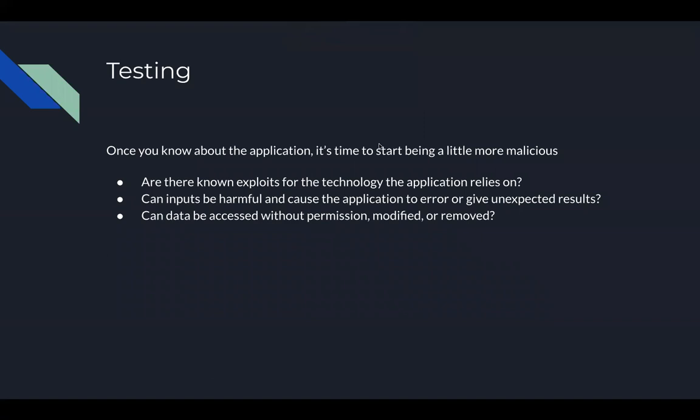All right, so once we know about the application, you kind of have your bearings about what the application does and what kind of inputs you have. It's time to get a little more malicious. You want to start guessing where your vulnerabilities are and if you can exploit them. So again, we know the technology we're using. It's a Node.js app. There's different dependencies in there. It's mostly written in JavaScript. So is there any kind of exploits we can use there?